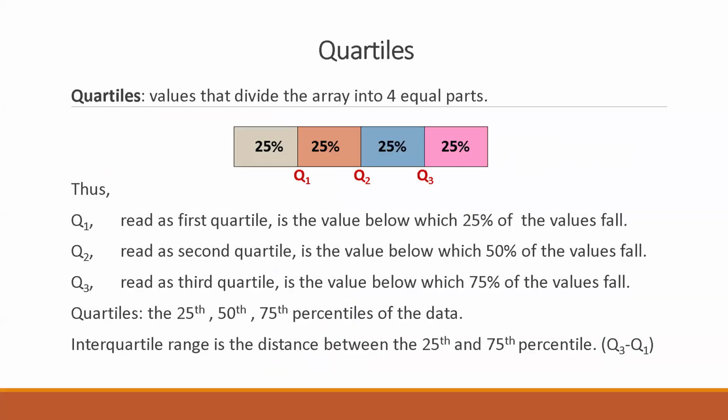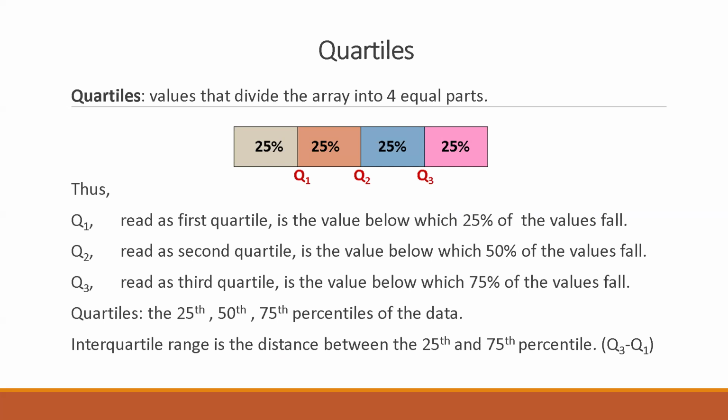Quartiles are values or points that divide the array into four equal parts. Thus, Q1, read as first quartile, is the value below which 25% of the values fall. This is also equivalent to the 25th percentile. Q2, read as second quartile, is the value below which 50% of the values fall. Q2 is equivalent to the 50th percentile or the median.